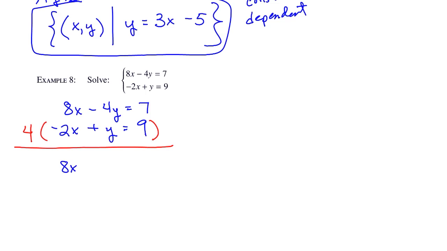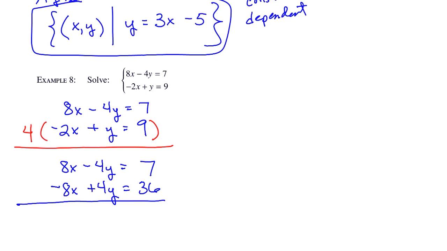So the top equation stays the same. It's 8x minus 4y equals 7. That one is the same. The bottom equation, let's multiply that by 4. So 4 times negative 2 is negative 8x. So I'm setting it up here to cancel the x's. Looks good. 4 times y is plus 4y. Uh-oh, that doesn't look so good, does it? And then 4 times 9 is 36.